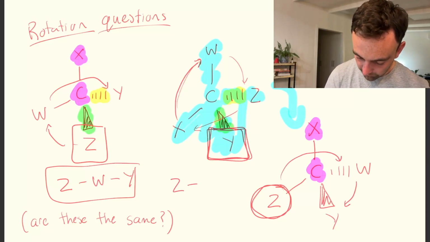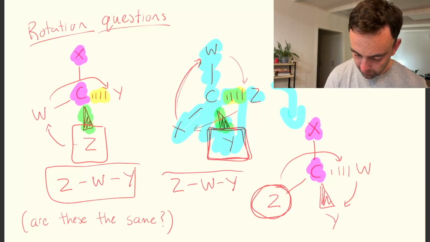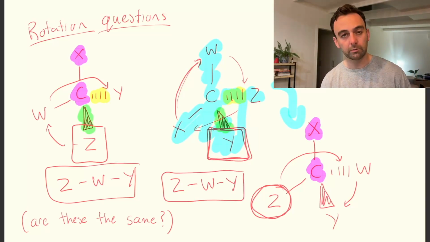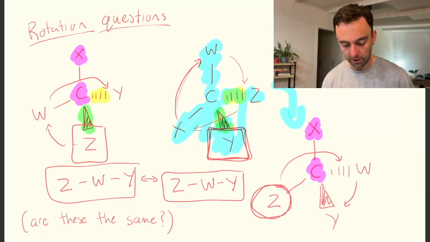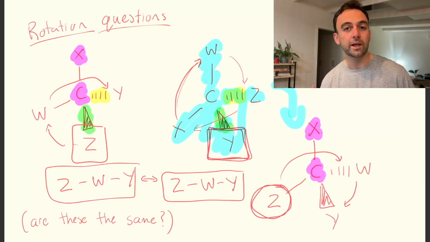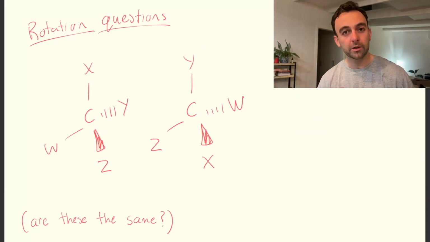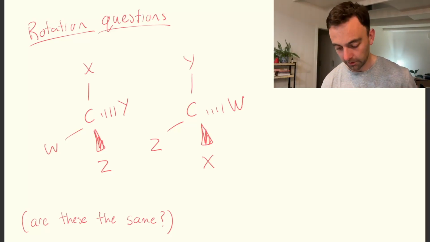I also have Z, W, Y. So these two molecules that we started with are the same molecule. If this order was different, if it went Z, Y, W, then they are stereoisomers. And what that means is they have the same configuration, but you cannot rotate them. So I just thought, because that one got a little bit messy with all the colors, let's just start from scratch and quickly go through an example to apply what we learnt.